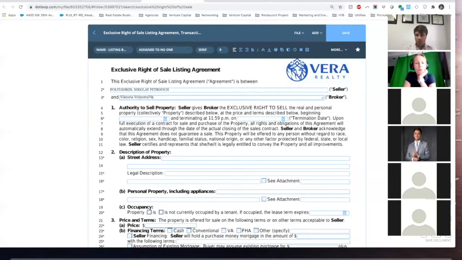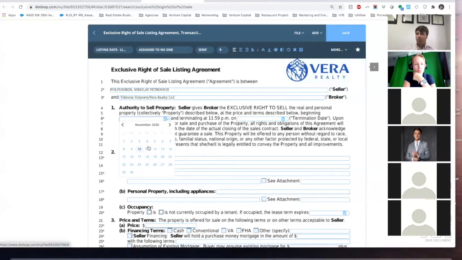And then you type Vera Realty LLC. Okay. Seller includes the broker. Then we go to authority to sell property. Seller gives broker the exclusive right to sell the real and personal property, collectively property described below, at the price and terms described below. Beginning, this is the date when you basically will have the listing.